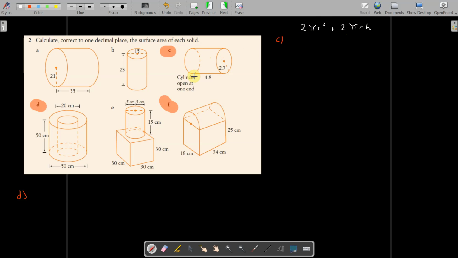Okay, part C. This one is open at one end. So that means that we can still use this part, but this is the circle, so we're going to need one of them, because one end's closed and one's open, so just 1 pi r squared plus 2 pi r h. That gives us the area of the curved surface. Okay, so pi r squared first.